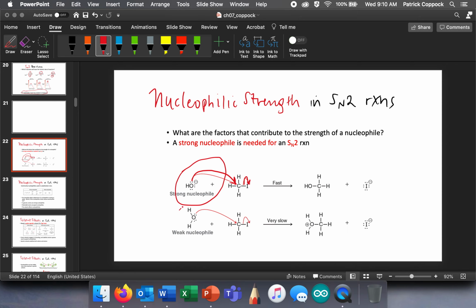This one is not such a good attacker. Water is actually pretty stable on its own, and doesn't have a negative charge there. So it's not really looking for reaction as much, and so consequently it is a weak nucleophile. So for SN2 to be favored, we need a strong nucleophile, and hydroxide is a good example of a strong nucleophile. I'll give you a couple more examples in a little bit. So this is going to be a fast reaction because this is a strong nucleophile.